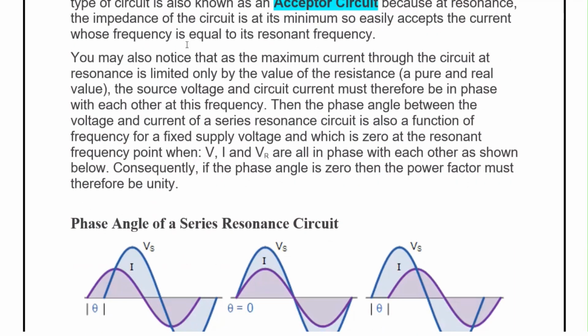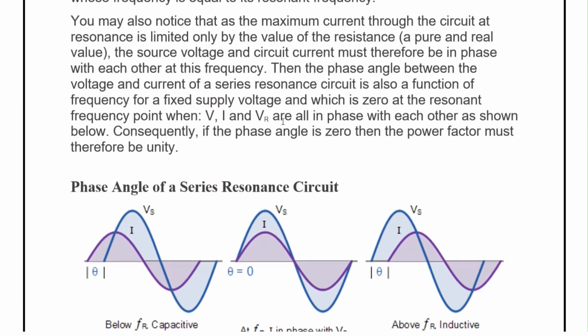And you may also notice that the maximum current through the circuit occurs at the resonant frequency, and it is limited only by the value of the resistance. The source voltage and the circuit current must therefore be in phase with each other at this resonant frequency. So at resonant frequency, whatever maximum current is there, that is in phase with the voltage.